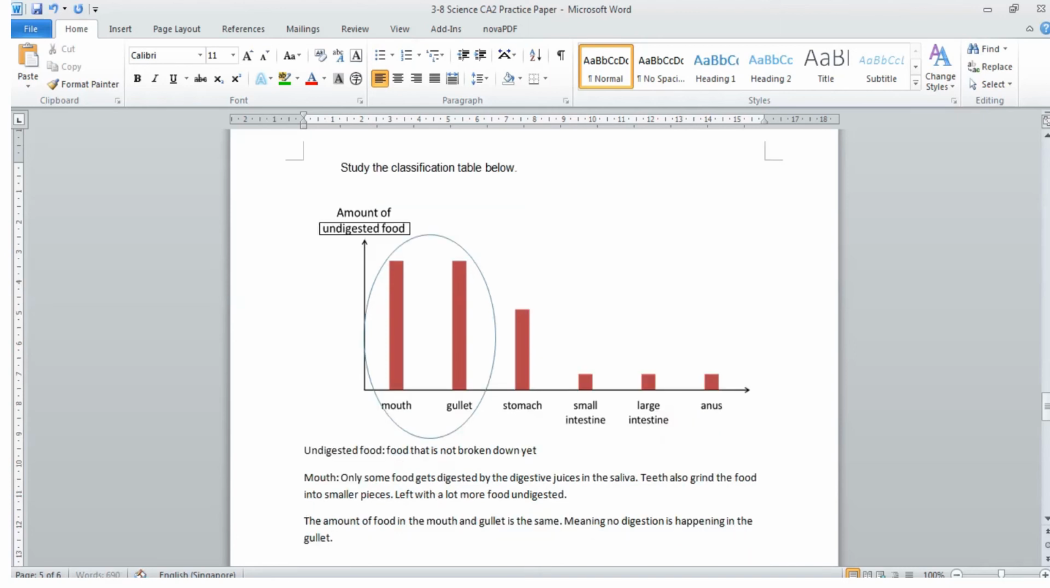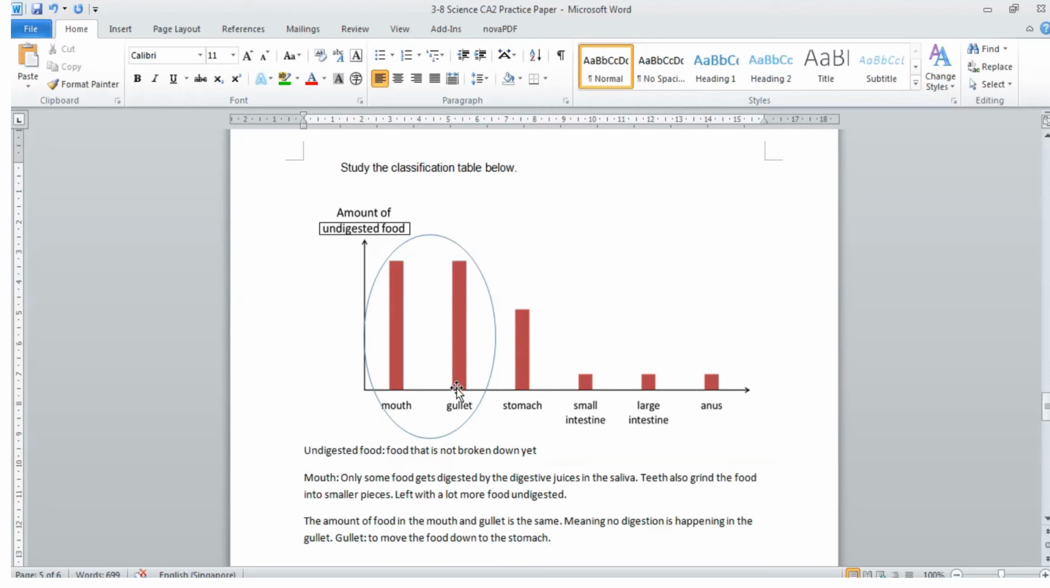Why is it so? Because the gullet, what's the function of the gullet? It's just to move the food down to the stomach. That's all. So, that's why when there's no digestion, the amount of undigested food remains the same. Okay? Everybody clear with that? Okay, good. Now let's move on to the stomach.